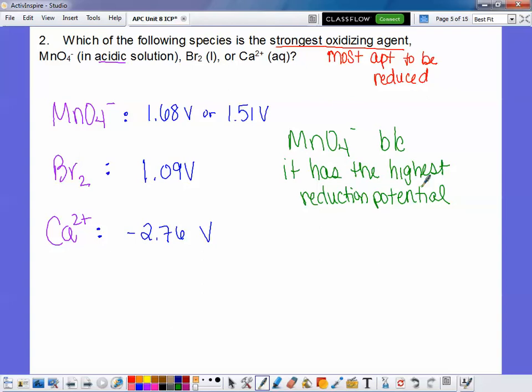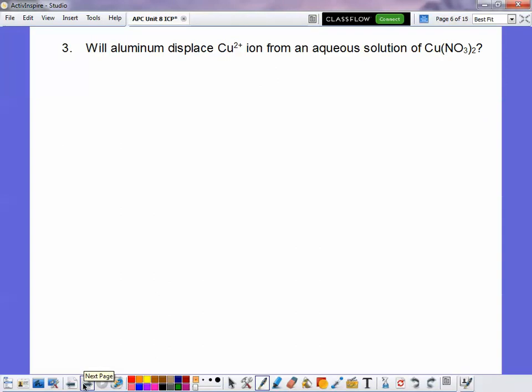All right. Are we ready to move on to the next one, and actually learning how to calculate E of the cell and what that means? All right. So this one: will aluminum displace Cu2 plus ion from an aqueous solution of CuNO3? So I'm going to start off by writing my reaction. Okay? So aluminum, how do I write that? Al. That is reacting with what?